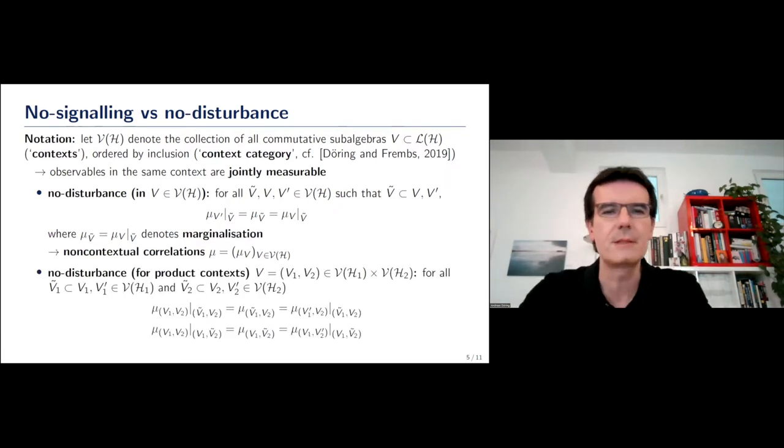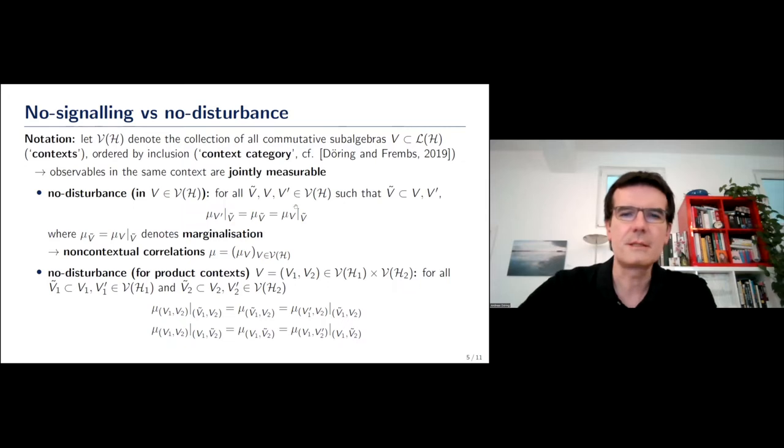Now, this is no disturbance for contexts, but now we want to look at composite systems. So our contexts V are of a particular form. They are pairs of contexts, V1, V2. V1 is a context of the first subsystem, and V2, one of the second subsystem. Then we play the same game as before. We have three contexts, V1 tilde, which is contained in V1 and V1 prime. And similarly, V2 tilde contained in V2 and V2 prime. And we demand that these things hold.